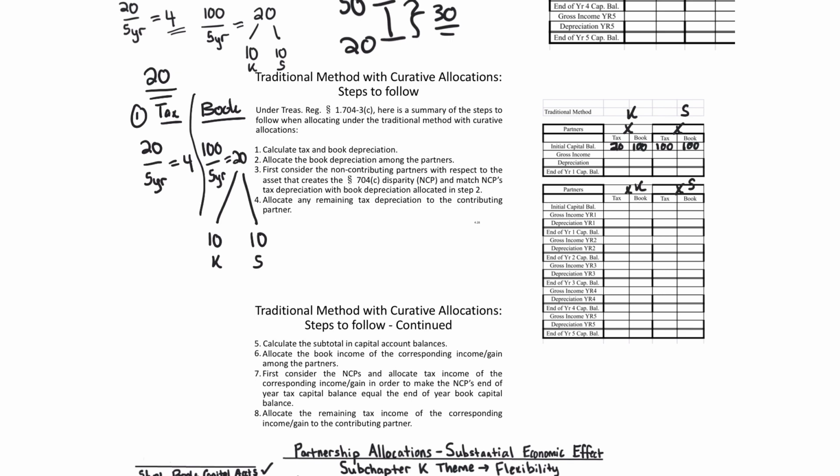So we go to the depreciation line. We're going to give book depreciation to the partners. So we give negative 10 depreciation, right? Or 10 of depreciation, 10 of depreciation.